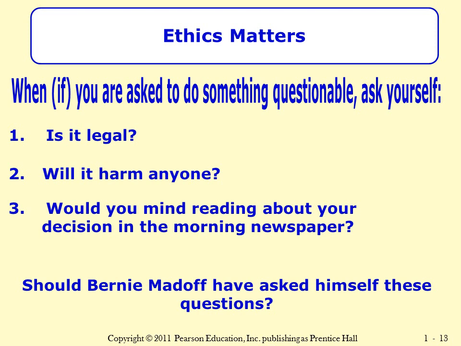And he got caught. So had he asked himself, is it legal? His answer would have been no. Will it harm anyone? The answer would have been yes, tremendously. And would you mind reading about this decision in the morning newspaper? Probably he would not be proud. Probably his mommy would not be proud, or none of his family or friends.